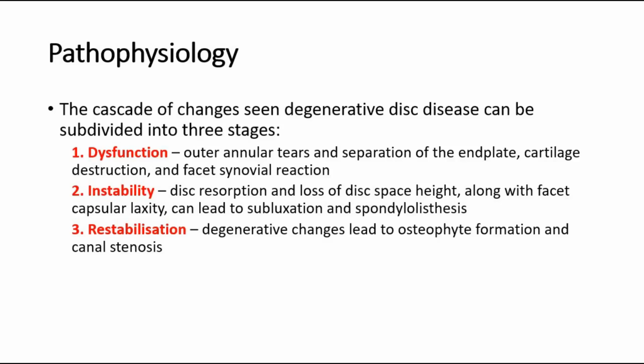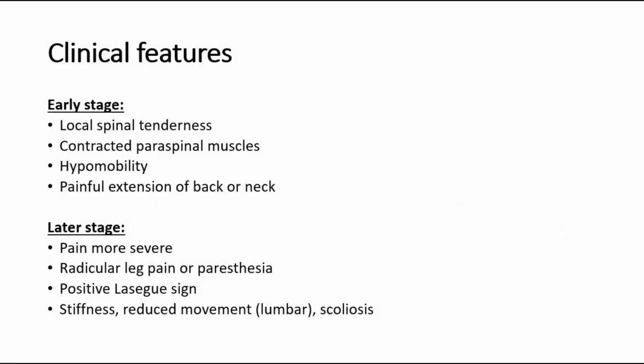Clinical features. Early-stage disease symptoms are often localized, and the clinical examination may be unremarkable. Potential signs include local spinal tenderness or contracted paraspinal muscles, hypomobility, or painful extension of the back or neck. In later stages, the pain may become more severe and include radicular leg pain or paresthesia.